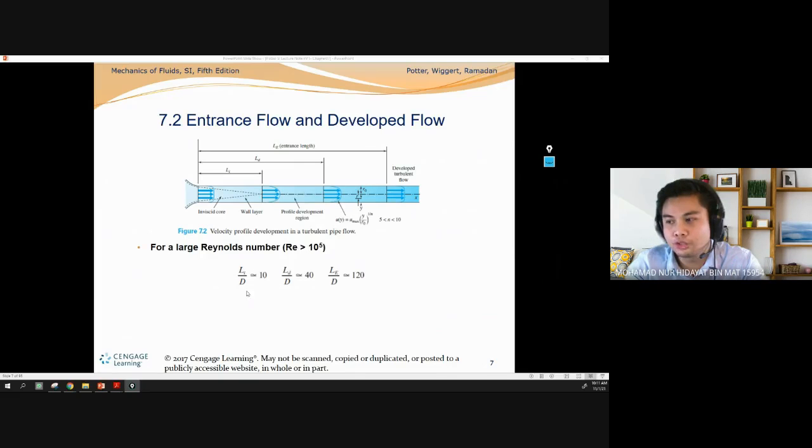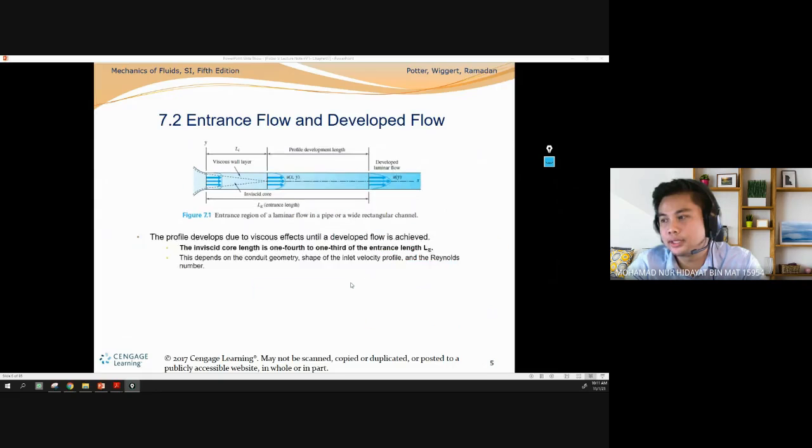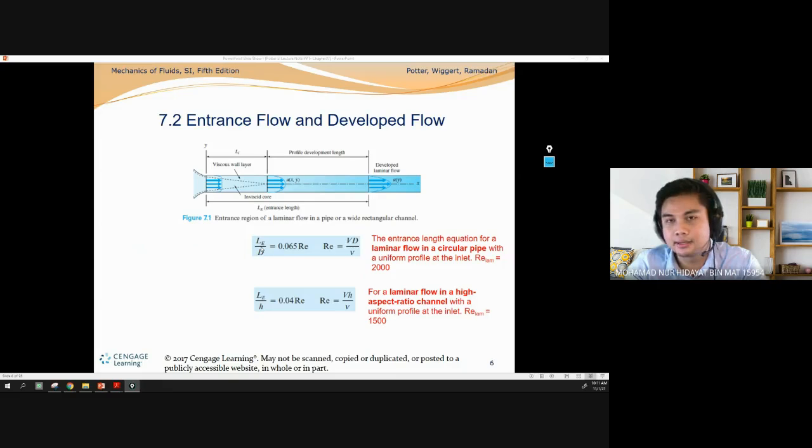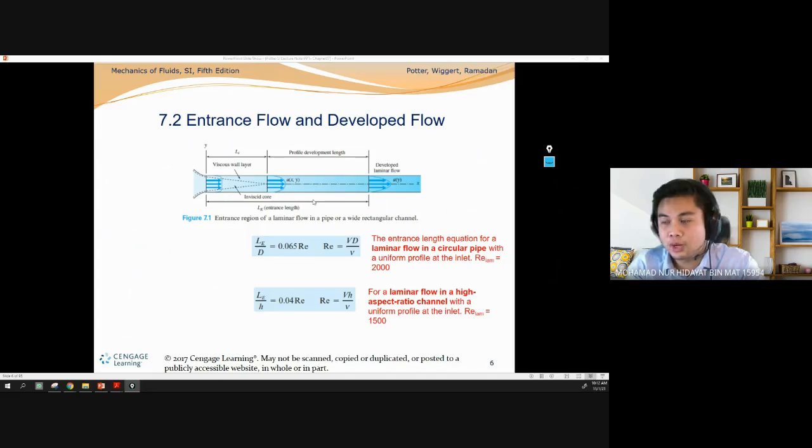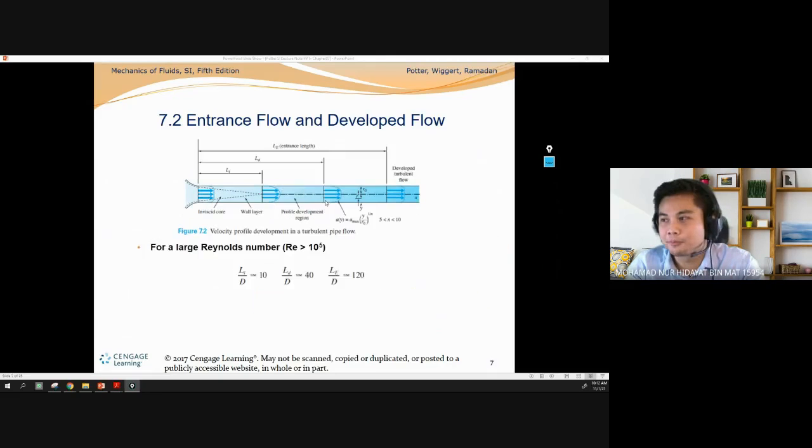You need to use these values: Li over d equal to 10, Lb over d equal to 40, and Le over d equal to 120. In this case, it is laminar when the Reynolds number is less than 1500 and 2000. If the flow is turbulent, at a very high Reynolds number, you need to use this formula, which was discovered by scientists. This part is the same as the previous one, but the previous one only applied to laminar flow. This case applies to turbulent flow, higher Reynolds number.